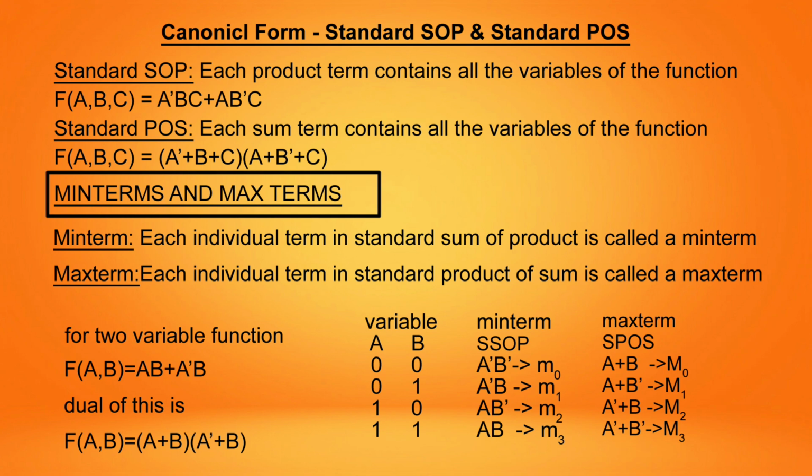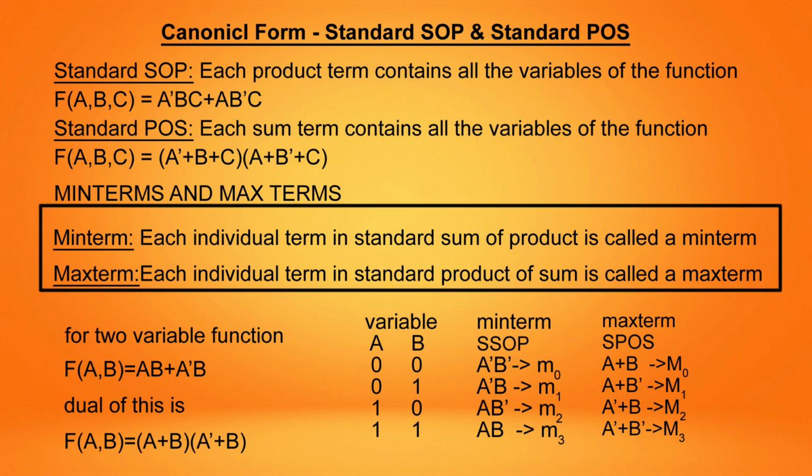Minterms and maxterms. In Boolean algebra, while solving Boolean expressions and K-maps, we are going to hear some words like minterms and maxterms. So what is meant by a minterm and what is meant by a maxterm? That we will discuss now. So minterm is nothing but each individual product term in standard sum of product form. Similarly, maxterm is each individual sum term in POS form.